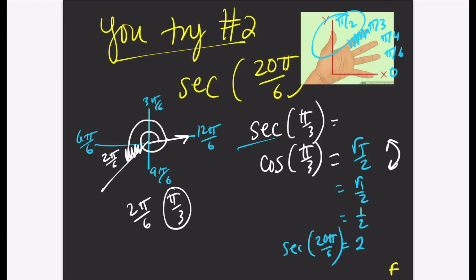But let's check our sign. All students take calculus. Our angle terminated in the third quadrant, so only tangent and cotangent are positive. Since you are doing secant, your answer is negative 2.